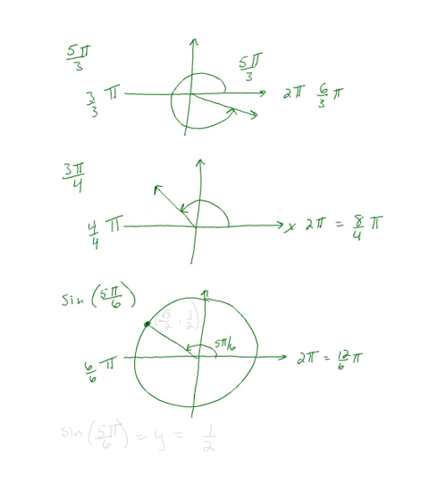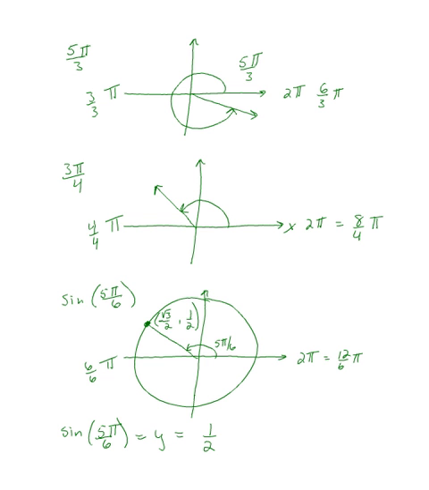So for a pi over 6 angle, if you recall, the coordinates were square root of 3 over 2 and 1/2. But since you're in the second quadrant, y is positive, but x is negative. So the actual coordinates are negative square root of 3 over 2, comma 1/2. Now, since I want the sine of 5 pi over 6, I only care about what the y value is. The y value is 1/2. So the sine of 5 pi over 6 is 1/2.